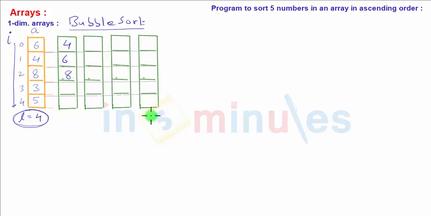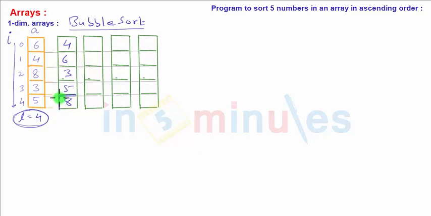Compare A2, A3, it is 8 and 3 that we compare. Since A3 is smaller than A2, interchange the values. So 3 moves up and 8 down. Again compare A3, A4. This time it is 8 and 5. Since A4 is smaller, interchange the values. So 5 moves up and 8 down. In that process we got the largest number at the bottom of the array.